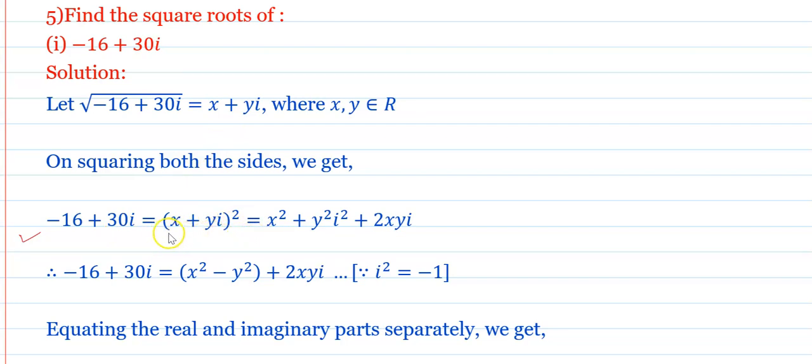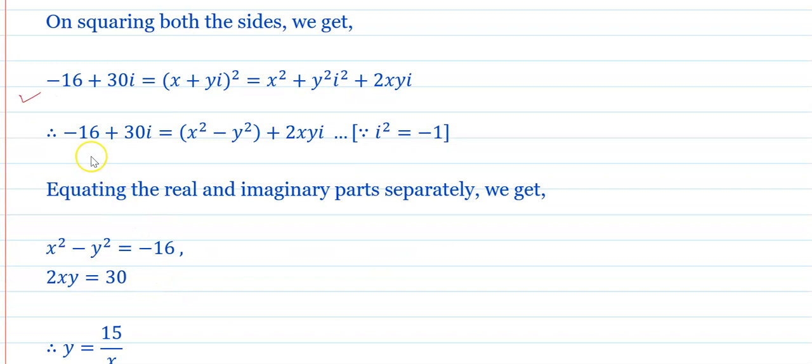Expanding this, we get x square plus y square i square, and the middle term is 2x into yi. The value of i square is -1, and hence you will get x square minus y square plus 2xyi. Now equating the real and imaginary parts: -16 is the real part and x square minus y square is the real part. So x square minus y square is equal to -16, and 30i is equal to 2xyi.